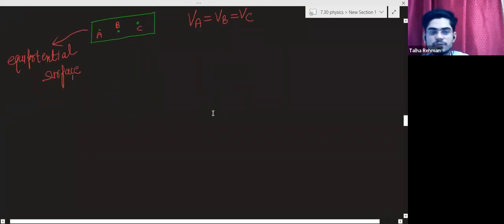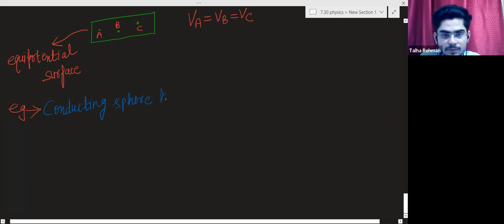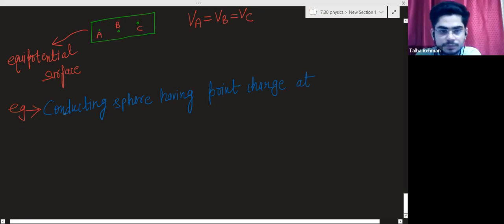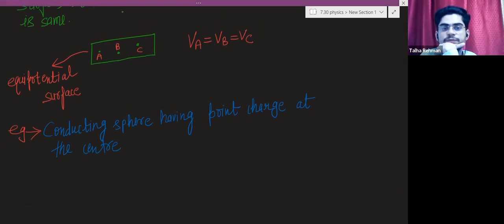There is one example of this equipotential surface, like a conducting sphere having a point charge at the center. So we have a conducting sphere, okay.